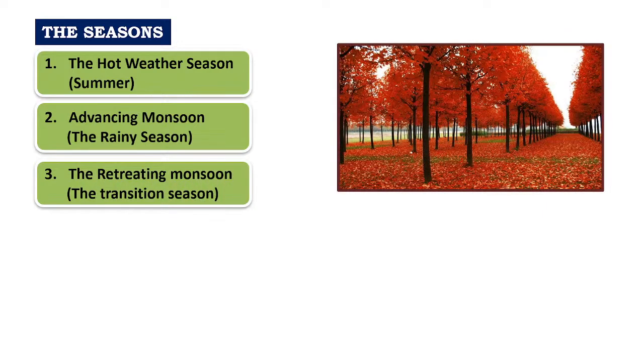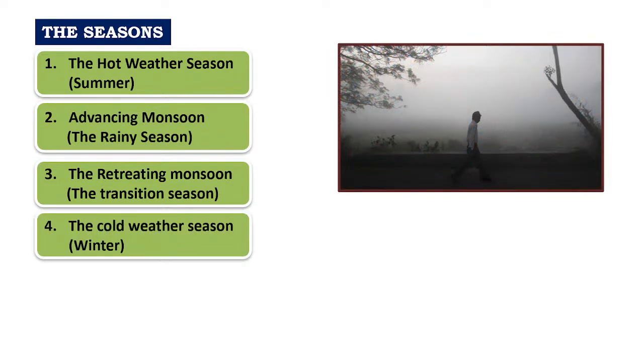Then we have the retreating monsoon. What is a retreating monsoon? Okay, I'll show you that now in the slides. Imagine in the center we have India, the clouds will go. This is called the southwest monsoon wind, and from November it will start coming back. So by November, December, when the winds are coming back, that is called retreating monsoon winds. Today we'll discuss all in detail. The cold weather season, that is winter season.